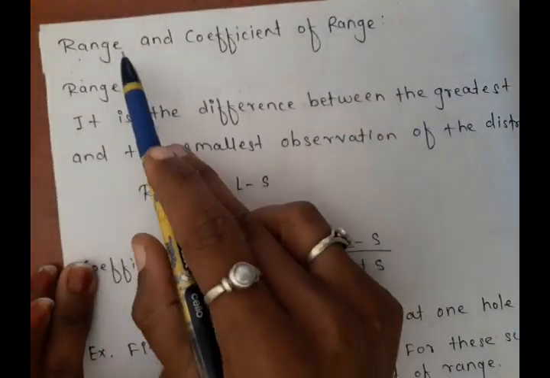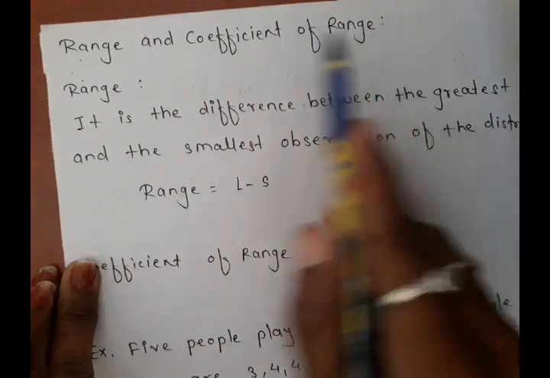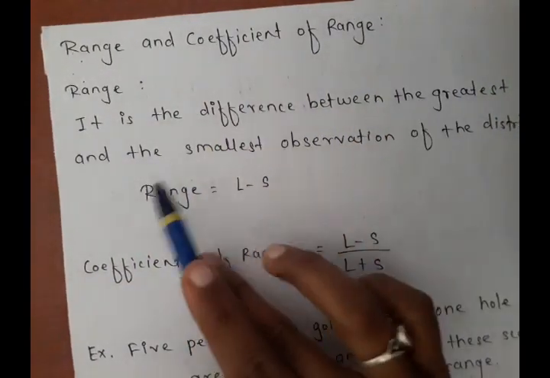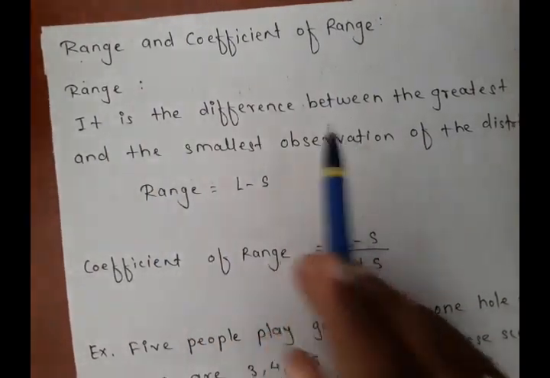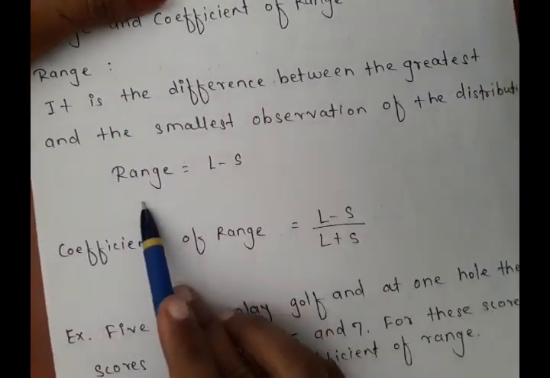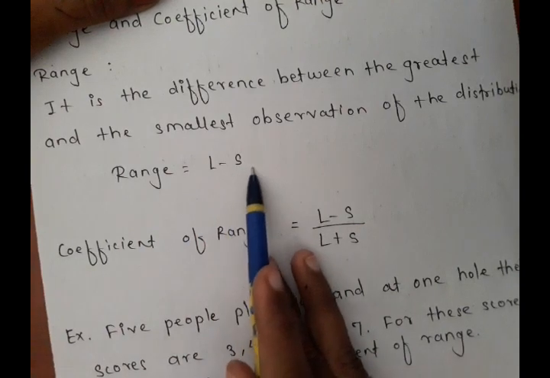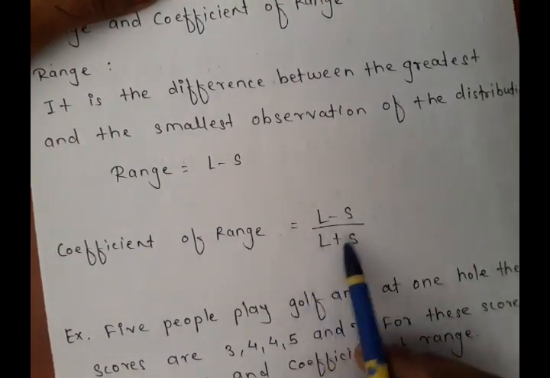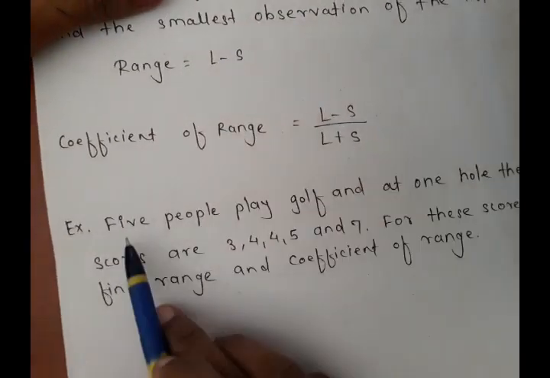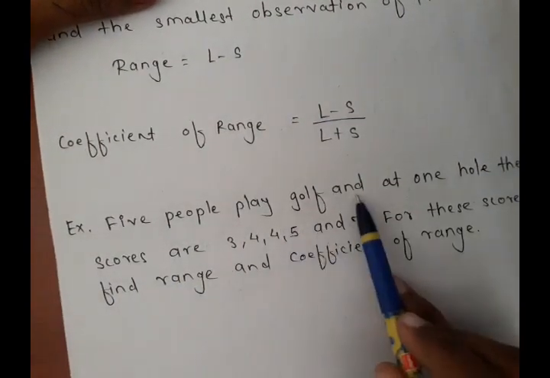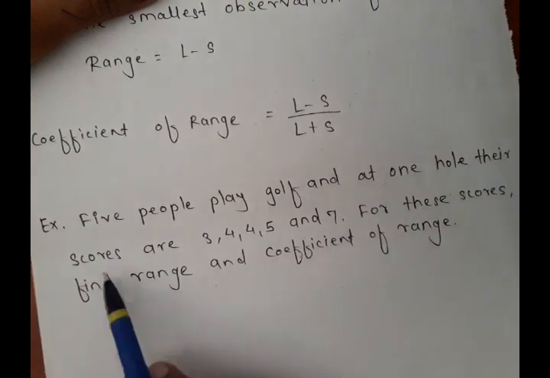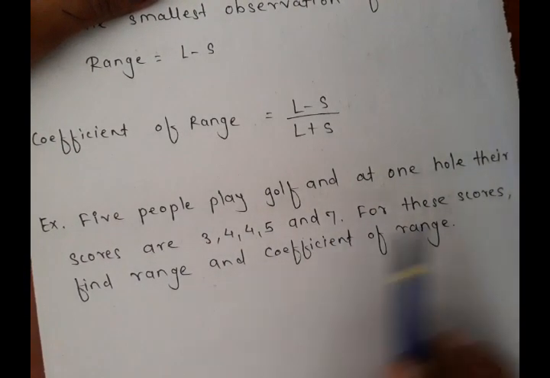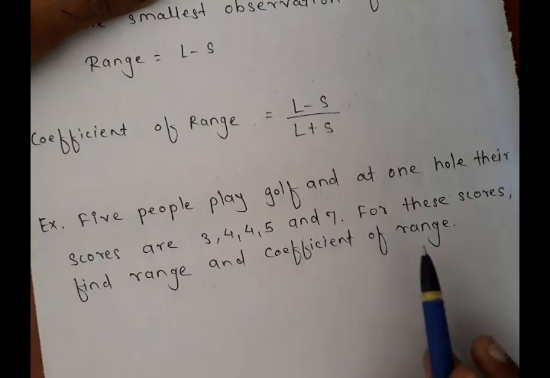Next point is range and coefficient of range. Range is the difference between the greatest and the smallest observation of the distribution. So range is equal to L minus S, and coefficient of range is equal to L minus S upon L plus S. Example: 5 people play golf and at one hole their scores are 3, 4, 4, 5 and 7. For these scores, find the range and coefficient of range.